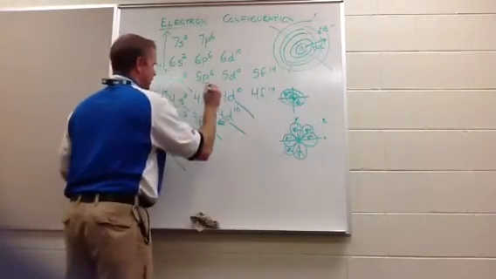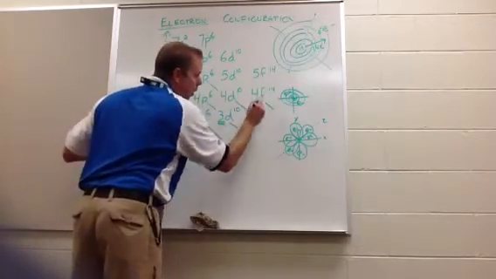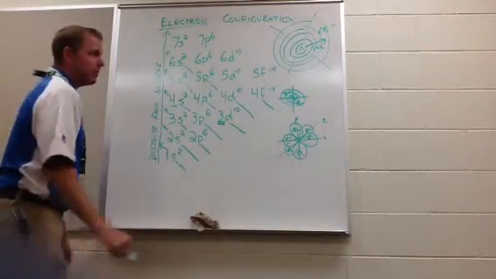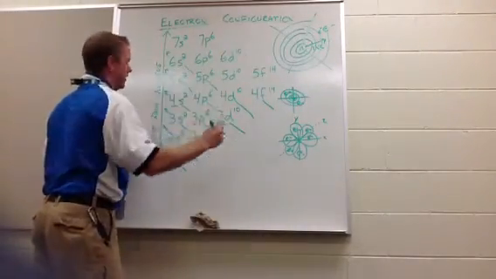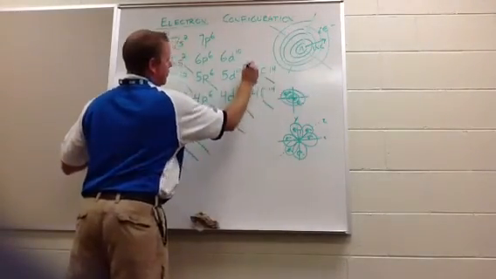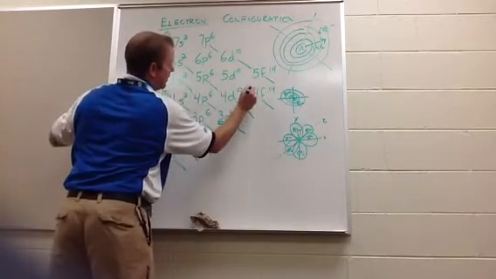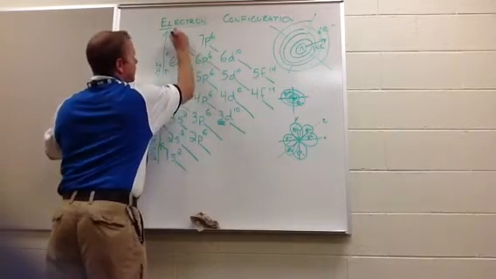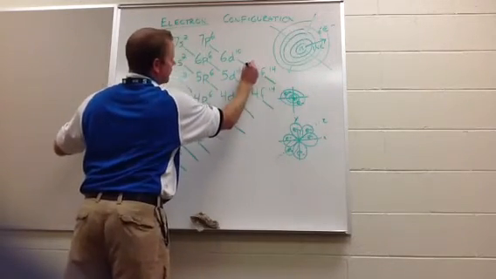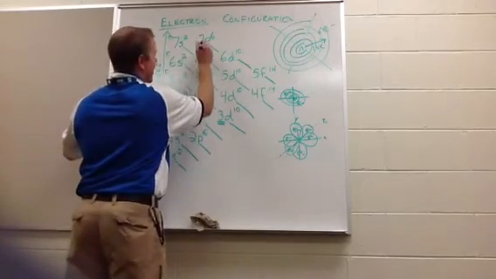Bohr model, gone. 5p6, 6s2, 4f14. Meaning something in the 4th energy level has more energy than something all the way out in the 6th. Then 5f14, 6d10. Oh wait, you know what? 4f14, 5d10, 6p6, 7s2, and then 5f14, 6d10, 7p6. So the most energy is found in the 7th level.